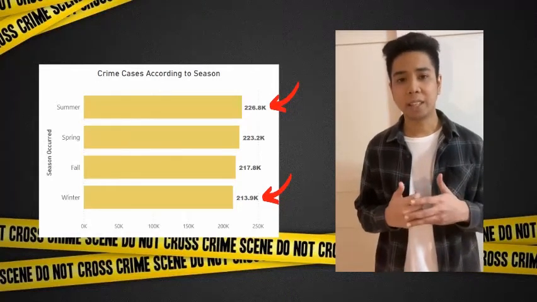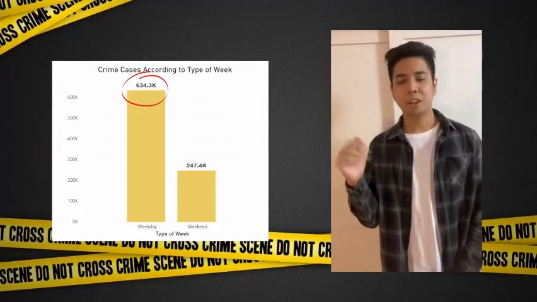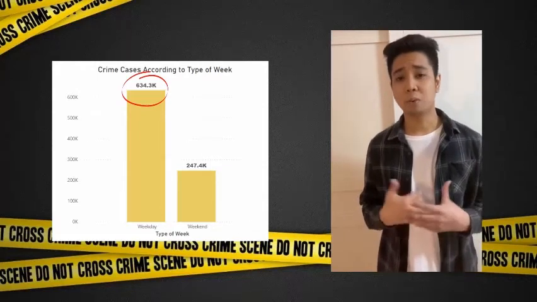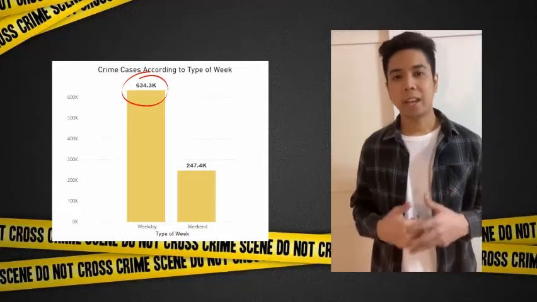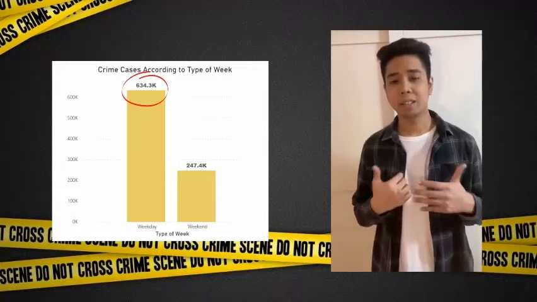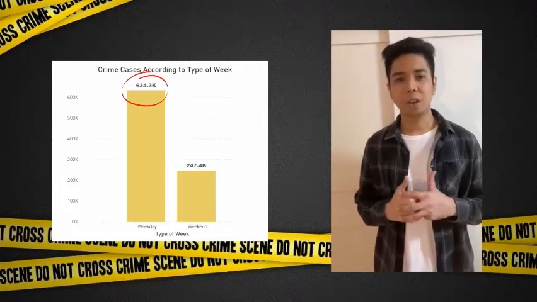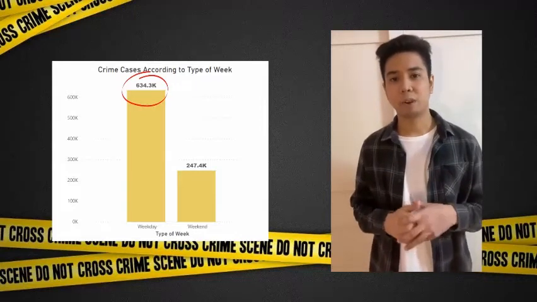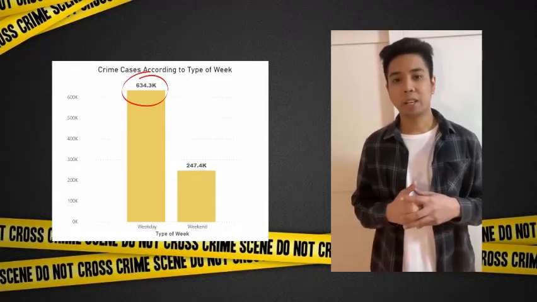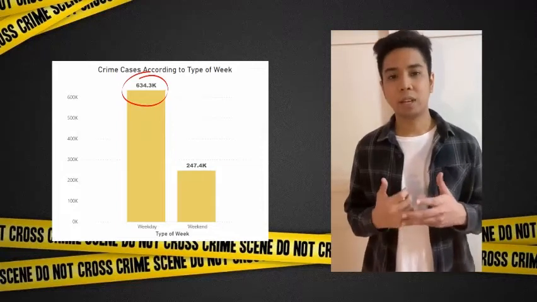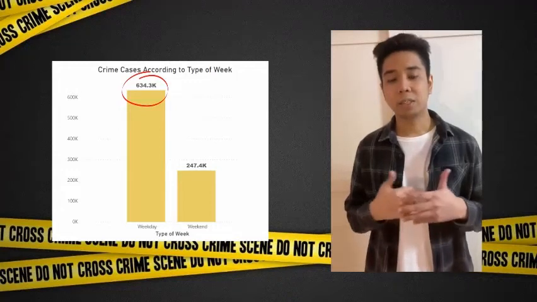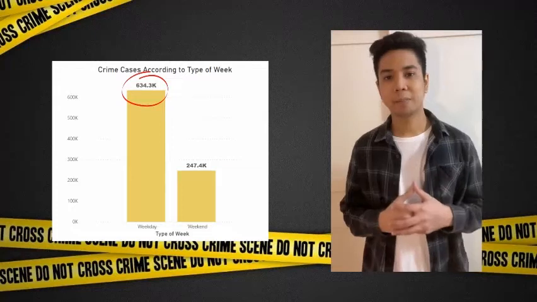213.9 thousand cases. The third chart describes the overall number of crime cases occurred throughout the years according to type of week, which are weekend and weekdays. The majority, 634.3 thousand crime cases, occurred during weekdays, which are from Monday until Friday. Meanwhile, weekend recorded 247.4 thousand crime cases that consist of both Saturdays and Sundays.